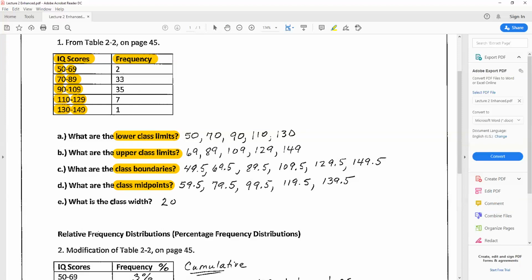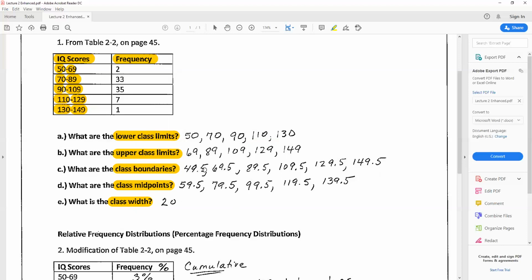And finally, what is the class width? The class width is very simple. You can get it from any of the previous responses. If you go back and look at 1A, what's the difference between 50 and 70 or 70 and 90? The difference is 20. If you look at part B, what's the difference between 69 and 89? Well, again, 20. And 49.5 and 69.5, a difference of 20.